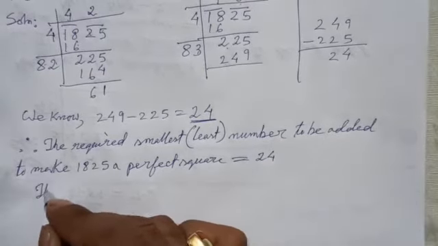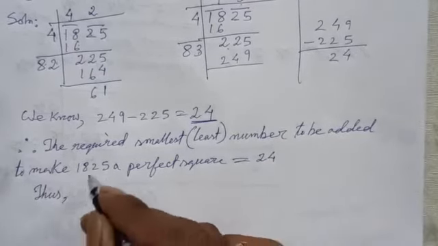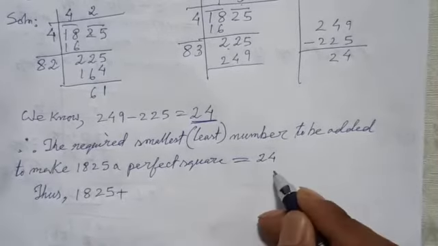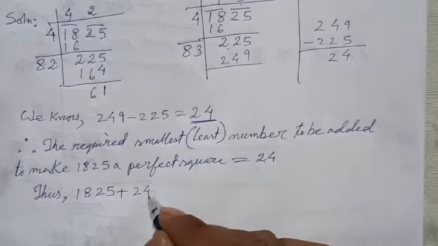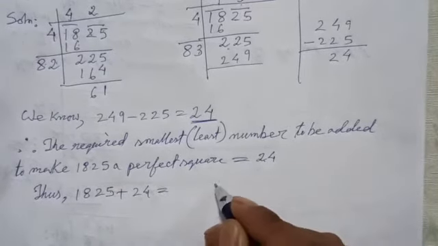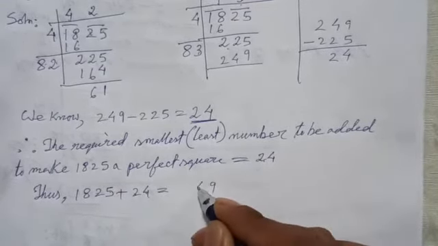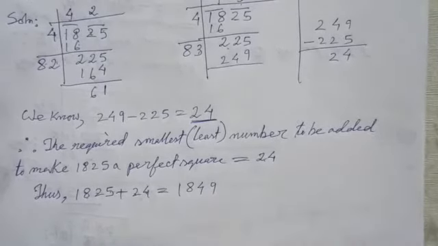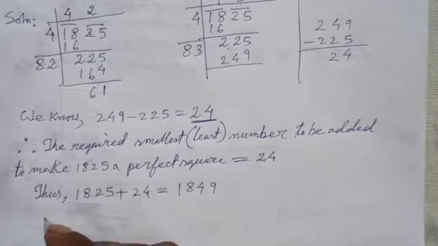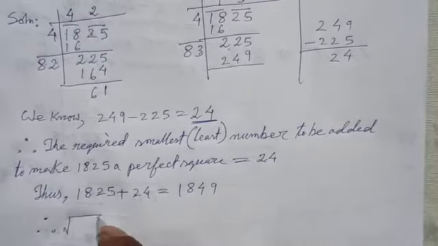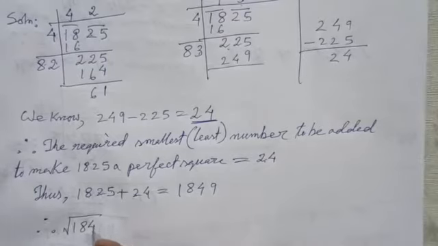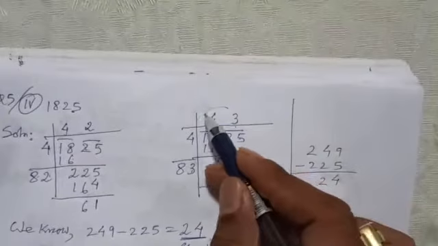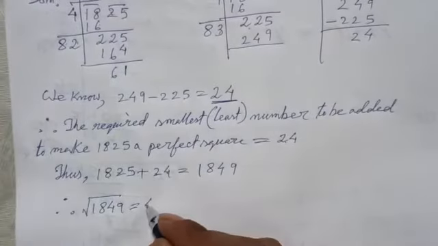Thus 1825. Now let's add this 24. 4 plus 5 is 9. 2 plus 2 is 4. Next is 8, next is 1. We are getting this. Now let's find the square root. Therefore, the square root of 1849 will be this number 43. So 43, and this is the answer.